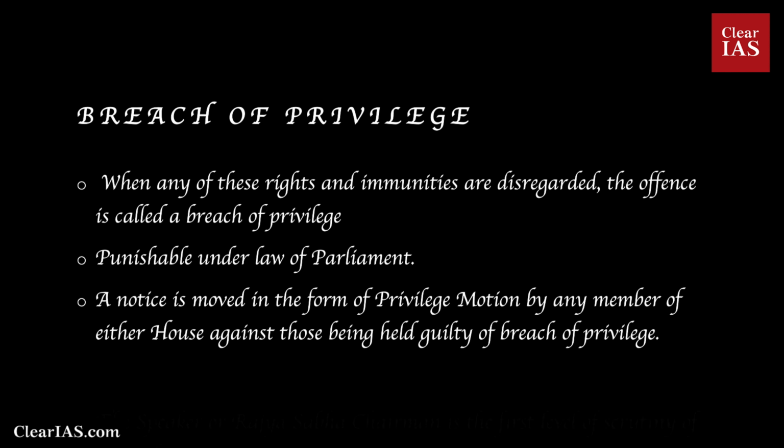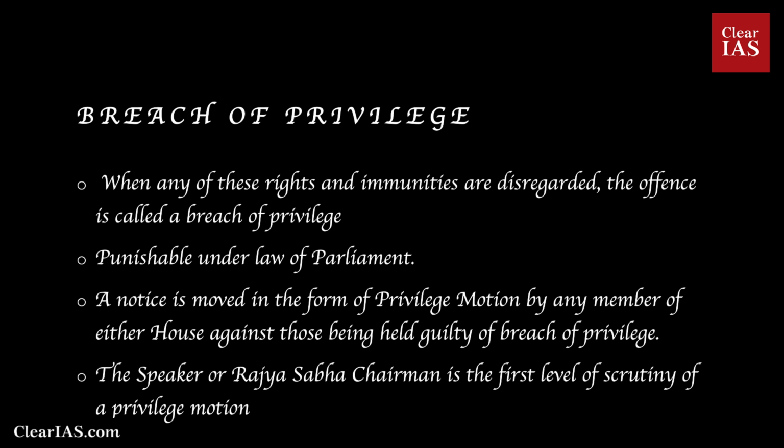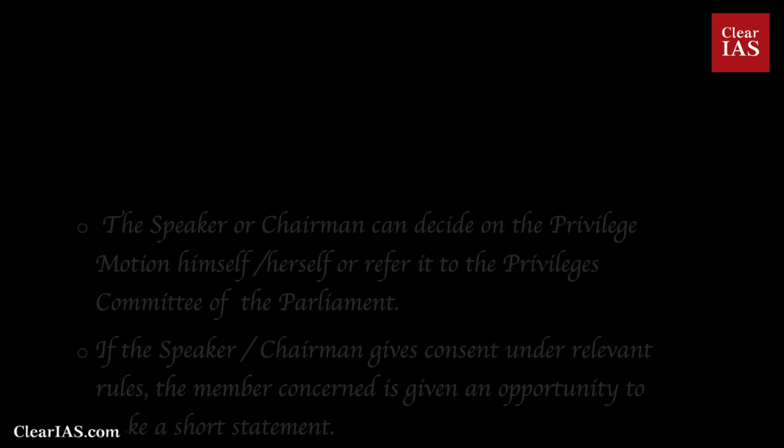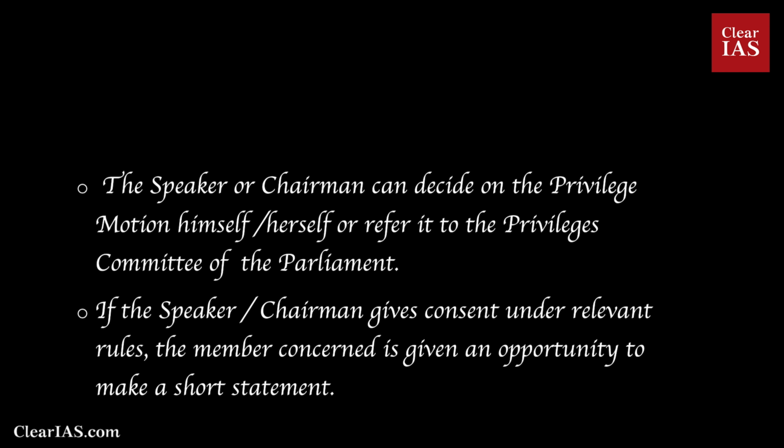The Speaker or Rajya Sabha Chairman is the first level of scrutiny of a privilege motion. The Speaker or Chairman can decide on the privilege motion himself or herself or refer it to the Privileges Committee of the Parliament. If the Speaker or Chairman gives consent under relevant rules, the member concerned is given an opportunity to make a short statement.